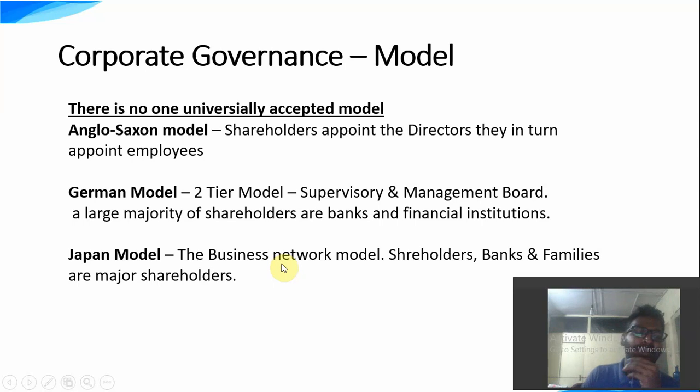And the Japan model is very family-centric, and basically the banks and families are the major shareholders in that business model or corporate governance model. And there are Indian models, Australian and New Zealand models, there are various models, but due to the time limiting factor, we will only see these three as the major ones.